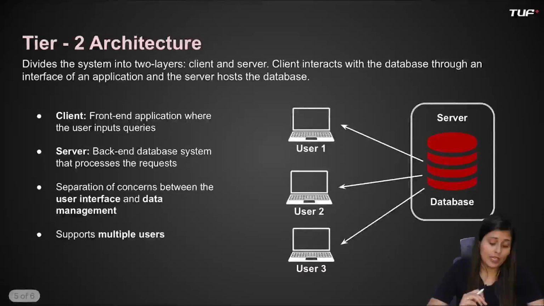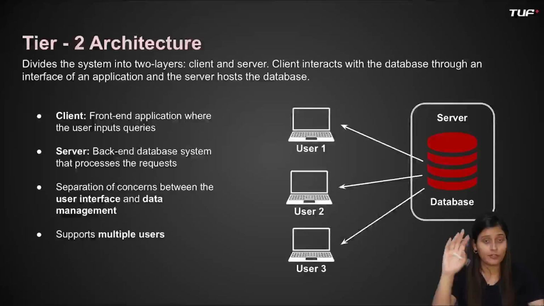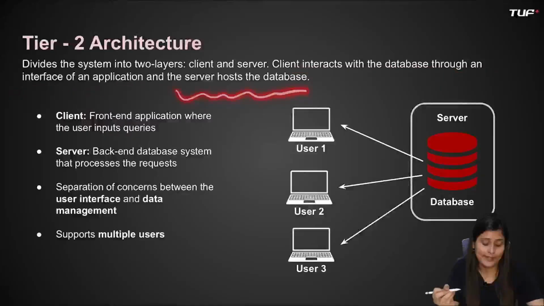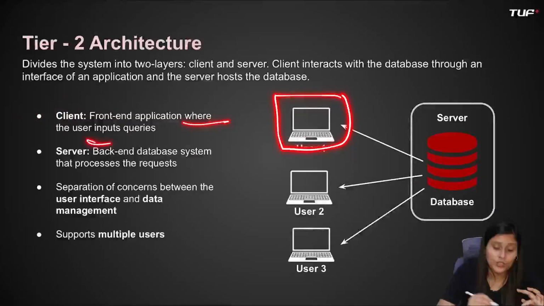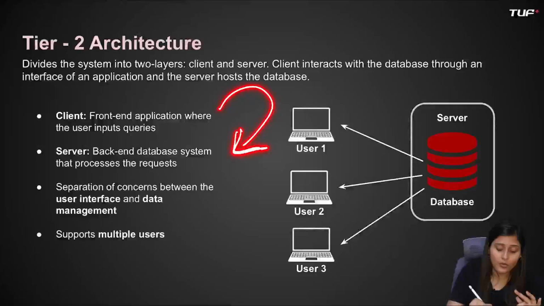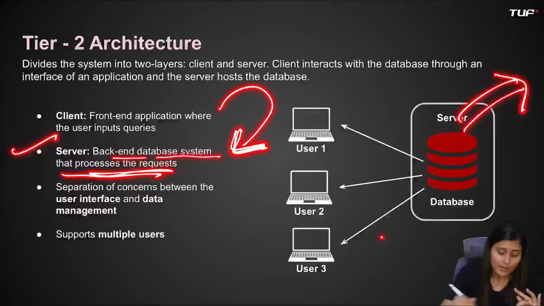Coming to tier 2 architecture, here the system divides into two layers. First is the client and second is the server, and the server handles the database part as well. Here clients interact with the database through an application interface, and the server hosts the database. First, the client. The client is nothing but the front end of the application where the user inputs the query of what they want to request. Second comes the server. When the client has requested something, the server, which is the backend database system, processes the request to the database.